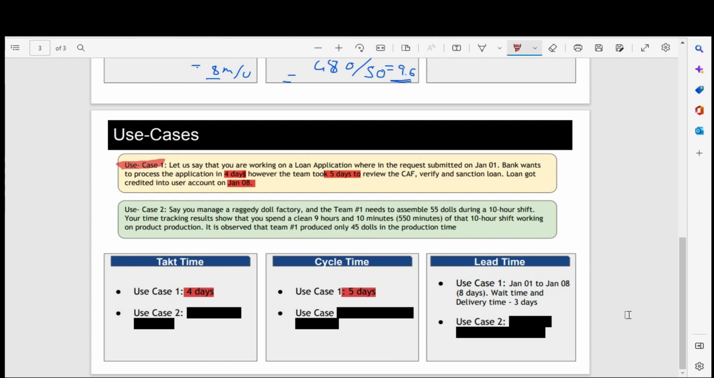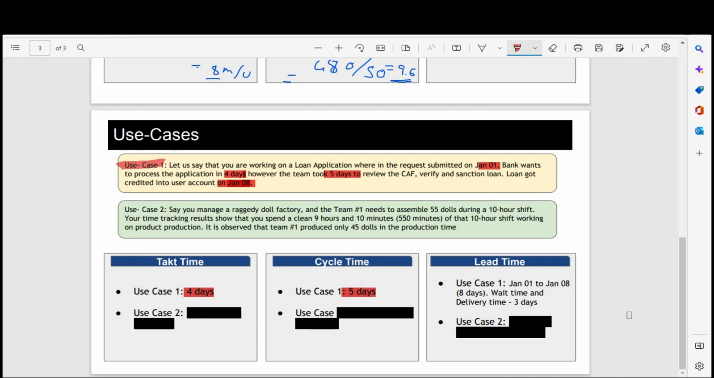This is your cycle time, and lead time is nothing but the request initiated on January 1st and completed on January 8. The overall time taken from January 1st to January 8 is your lead time. In this case, you can also see the wait time here. Even though the lead time is 8 days, the actual production time is only 5 days. So the remaining 3 days go to delivery as well as wait. If you want to reduce the overall lead time here, you can focus on reducing delivery time and wait time.